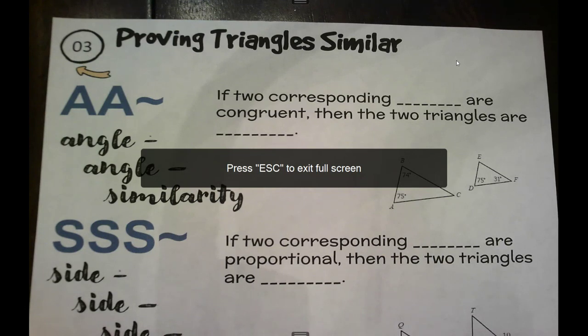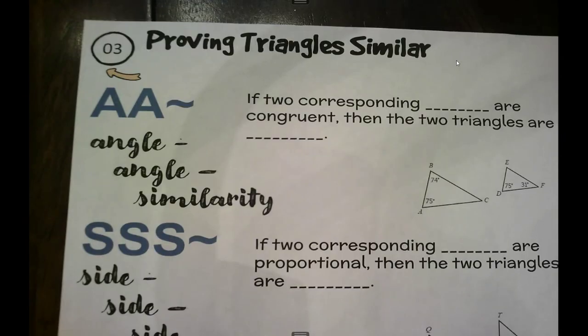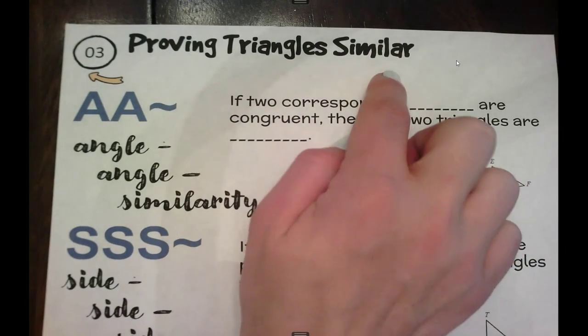Remember when we were proving that two triangles were congruent, exactly the same? We had a couple of theorems to help us do that: SSS, SAS, AAS, all of those, HL. Well, we have 3 theorems that we're going to look at that are going to prove if triangles are similar.